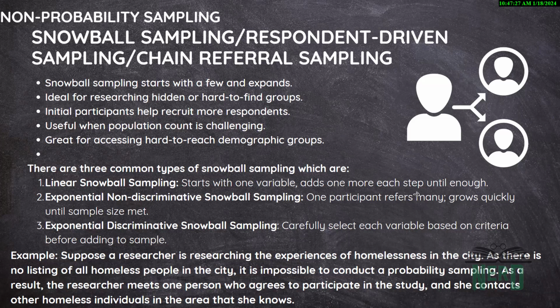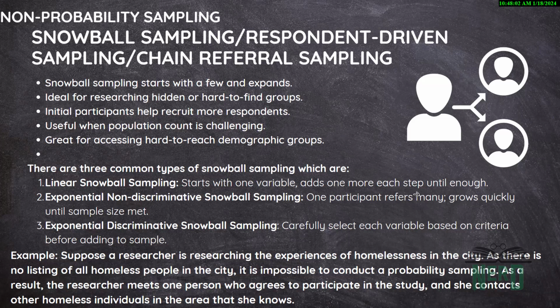Right. Next we have exponential non-discriminative snowball sampling. Quite a big name, but don't worry about it, it's easy. This one is more like branching trees than a straight line. You start with one person, but instead of just leading you to one more person, they point you to several people. Each of those folks can lead you to several more, and it grows pretty quickly. It's like each person you meet opens up a whole new bunch of possibilities.